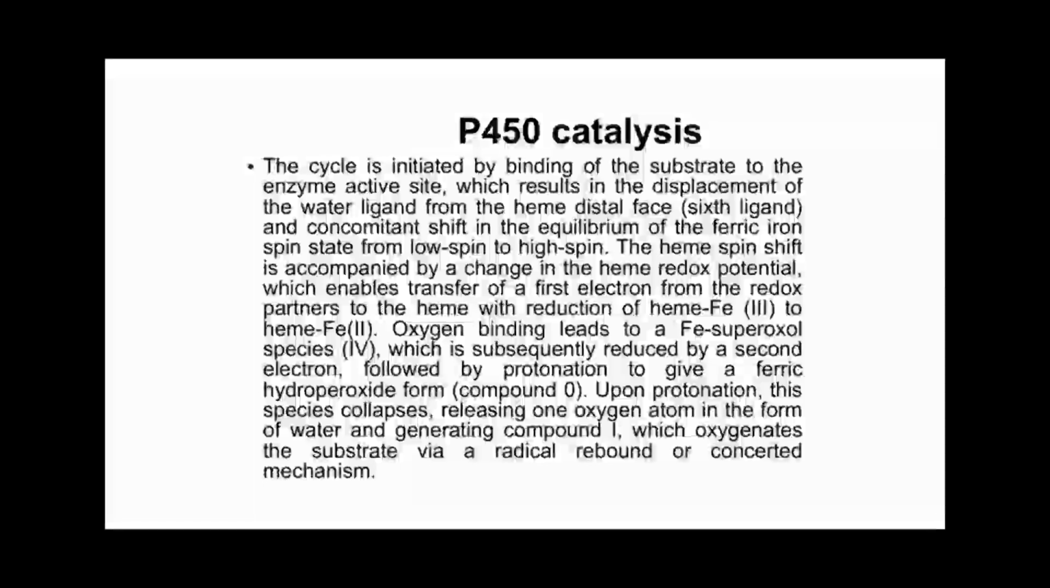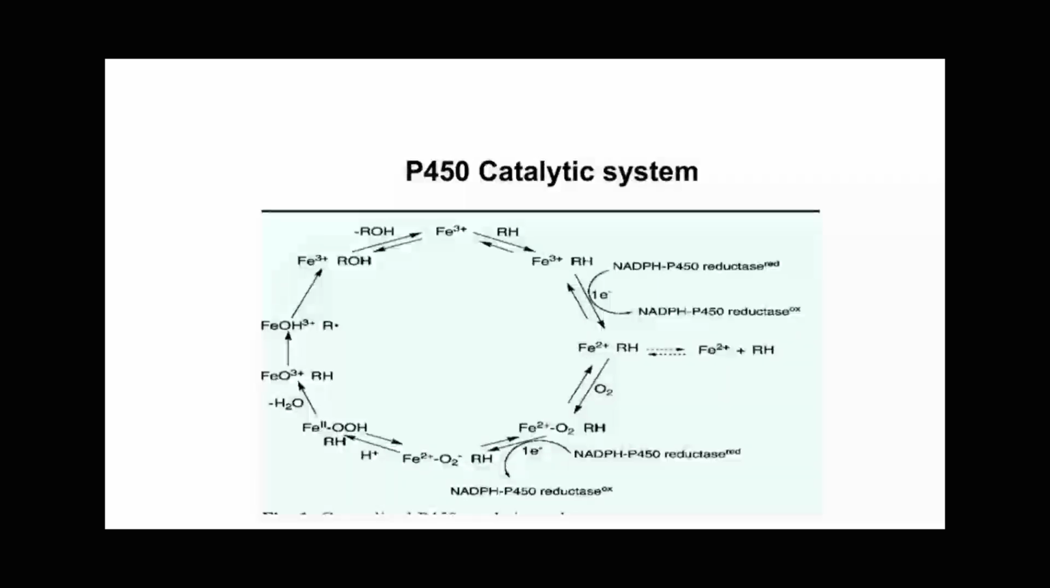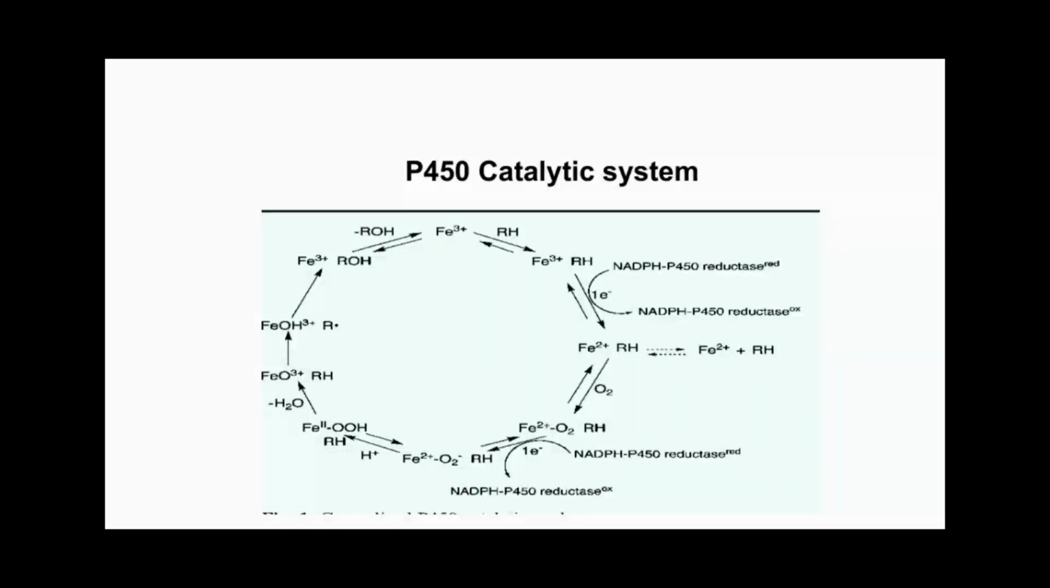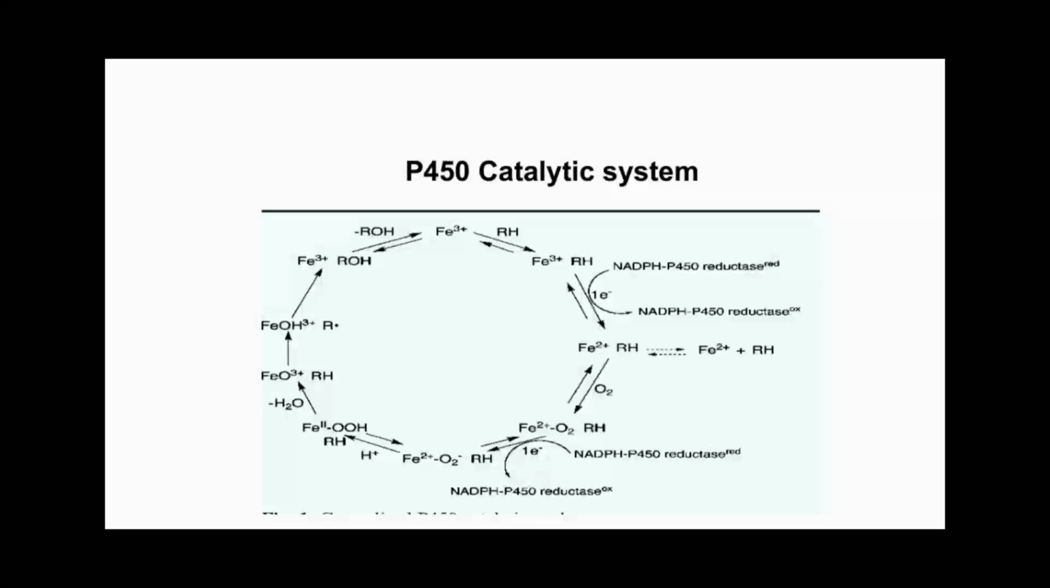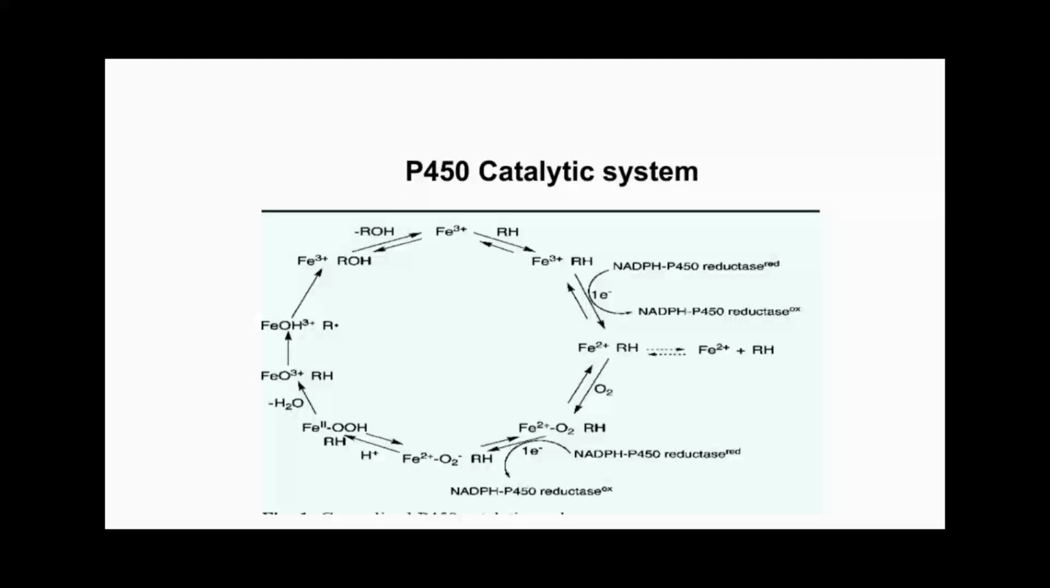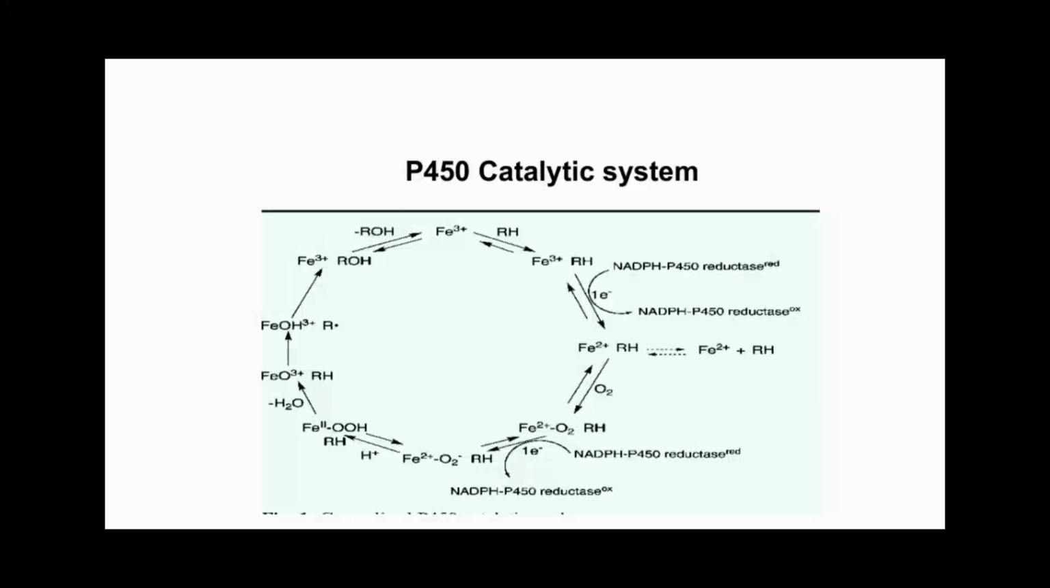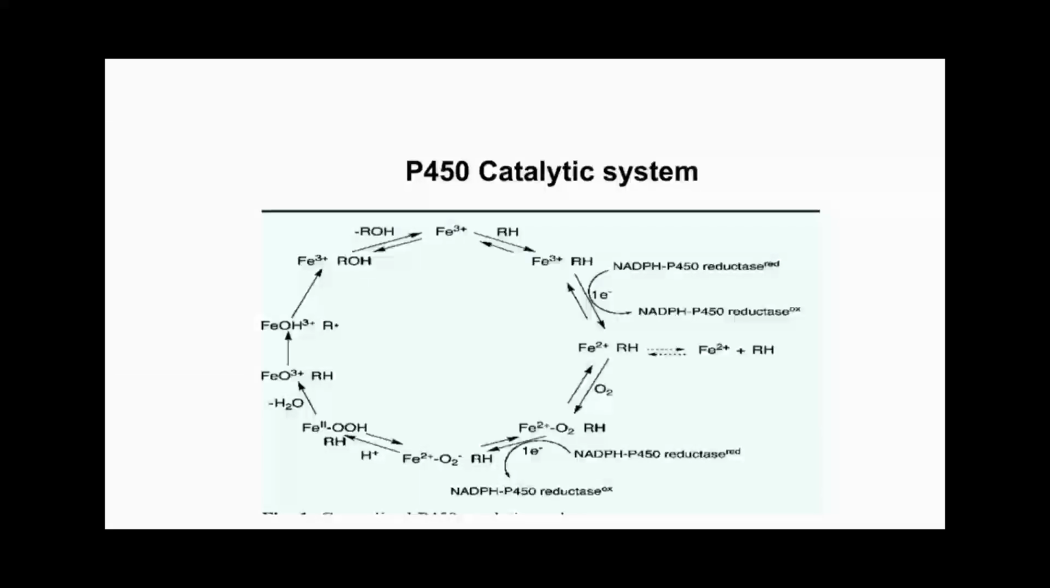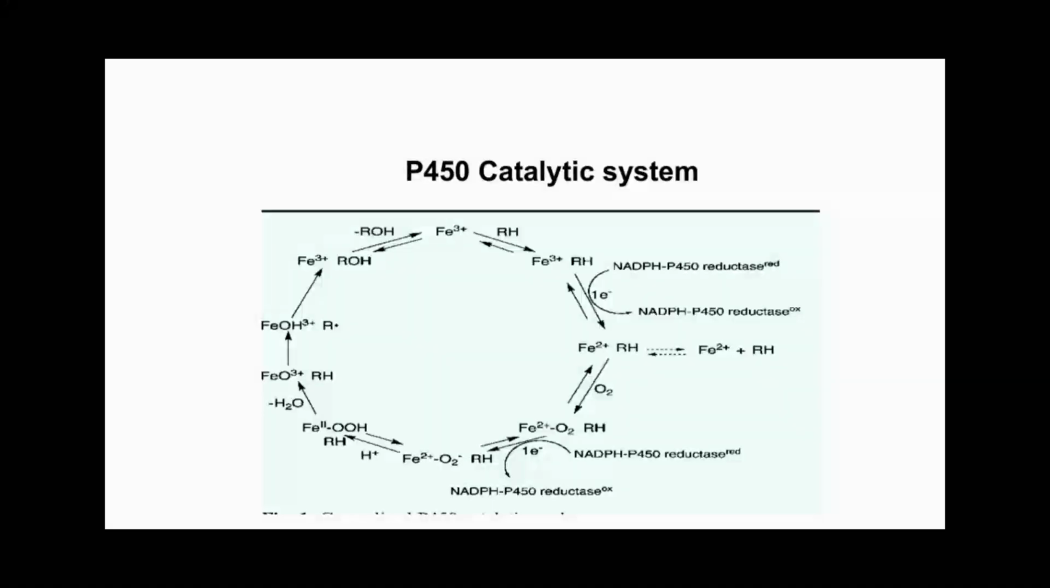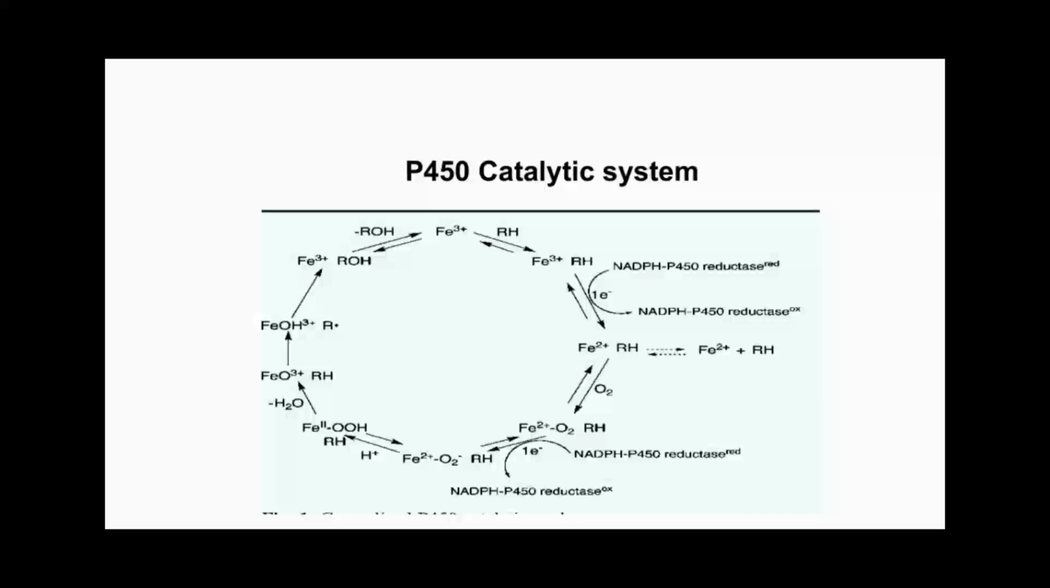Now, let's take a closer look at the P450 catalytic system. This system is really fascinating because it plays a crucial role in the metabolism of a wide variety of substances, including drugs, toxins, and even some endogenous compounds. The key point here is that P450 enzymes are heme-containing monooxygenases, meaning they incorporate one atom of oxygen into their substrates while reducing the other oxygen atom to water. What's particularly interesting is how versatile and efficient this system is.